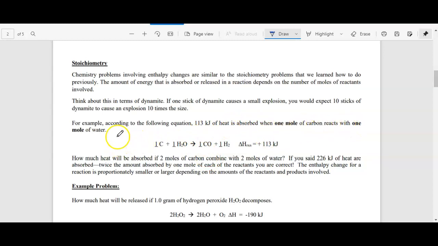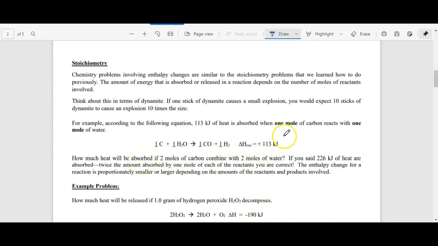For example, according to the following equation, 113 kilojoules of heat is absorbed when 1 mole of carbon reacts with 1 mole of water. How much heat will be absorbed if 2 moles of carbon combine with 2 moles of water? If you said 226 kilojoules of heat are absorbed, twice the amount absorbed by 1 mole of each of the reactants, you are correct. The enthalpy change for a reaction is proportionately smaller or larger depending on the amounts of the reactants and products involved.